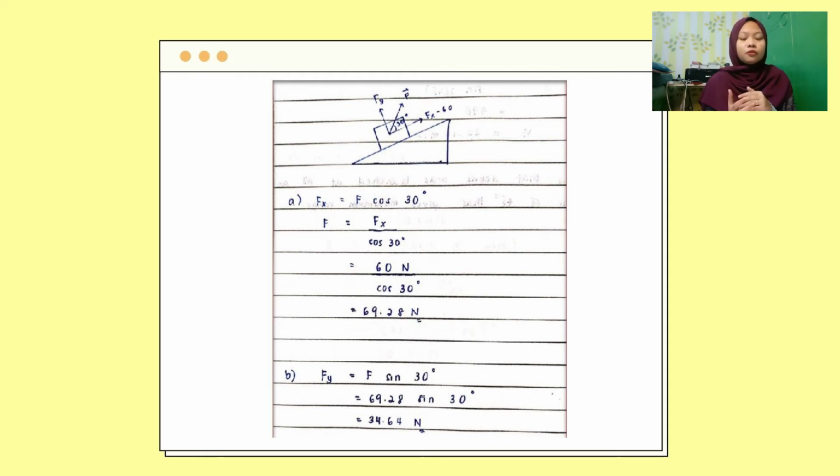For Fx, we just substitute 60 Newton from the equation and divide by cos 30 degrees, and we get the force is 69.28 Newton. For the second question, they want Fy, which is perpendicular to the ramp. So we use the formula Fy equal to F sin 30 degrees. Since we already have our force from the previous answer, we just substitute for question B: 69.28 Newton times sin 30 degrees, and we get 34.64 Newton.